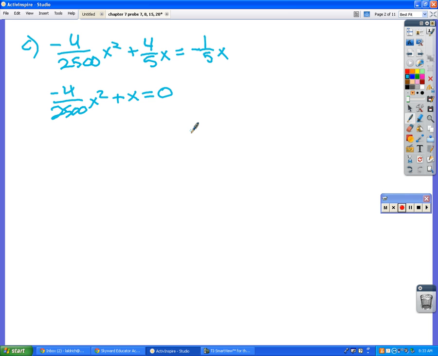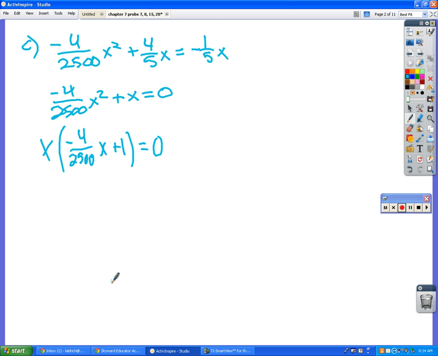We could go quadratic formula, but I don't want to because there's an easier way. I'm not going to graph it because that's cheating. I'm not going to use the matrix. There you go, looking for the F word. I'm going to factor. I'm not going to complete the square, though we could do that. So I can factor out an x. That gives me negative 4 over 2500 x plus 1 equals 0.